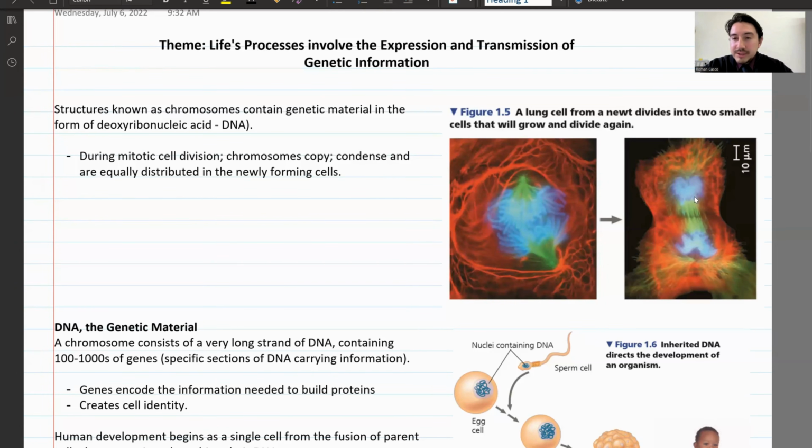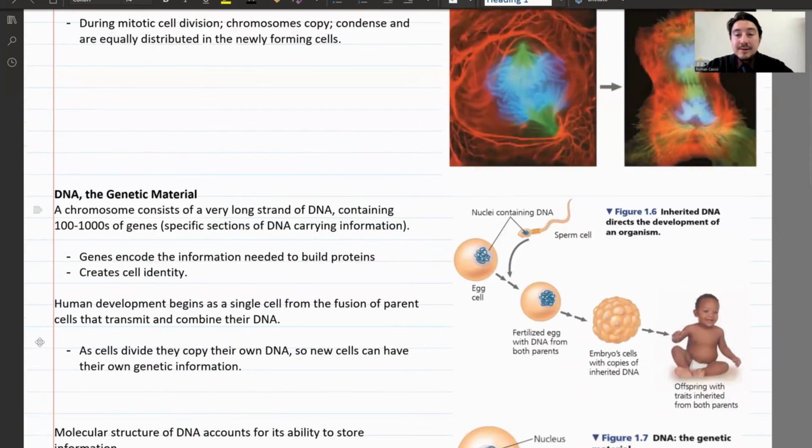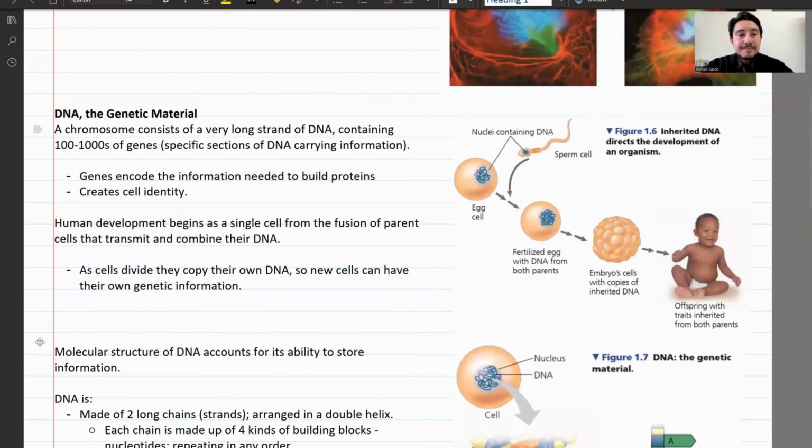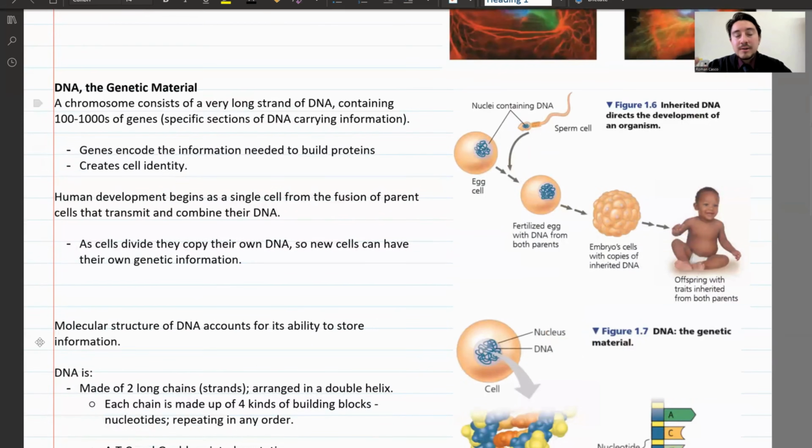What I want you to see is that the DNA is indicated in blue. Each new cell that's about to form will have its own copy of DNA. Again, we're going to see this process in a lot more detail, step by step, later on. So, talking a little bit more about DNA in detail. Yes, it is the genetic information.